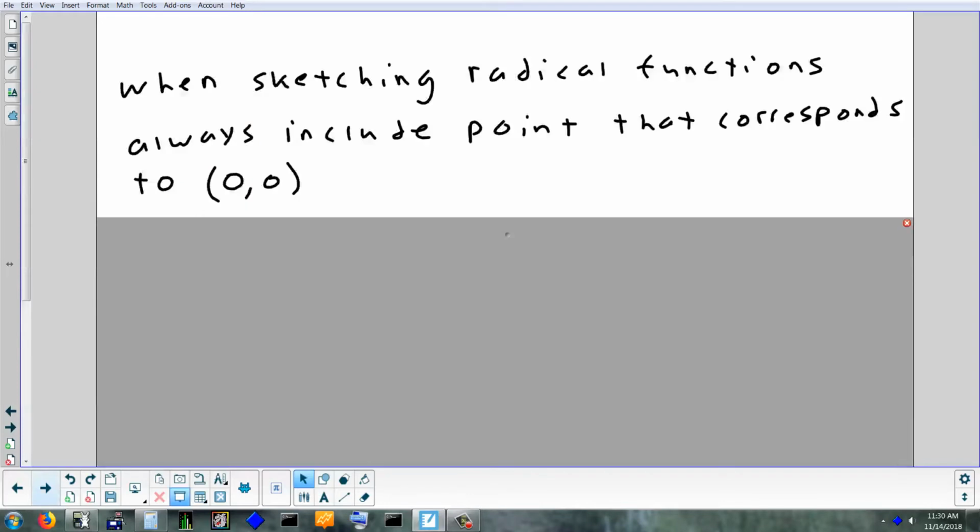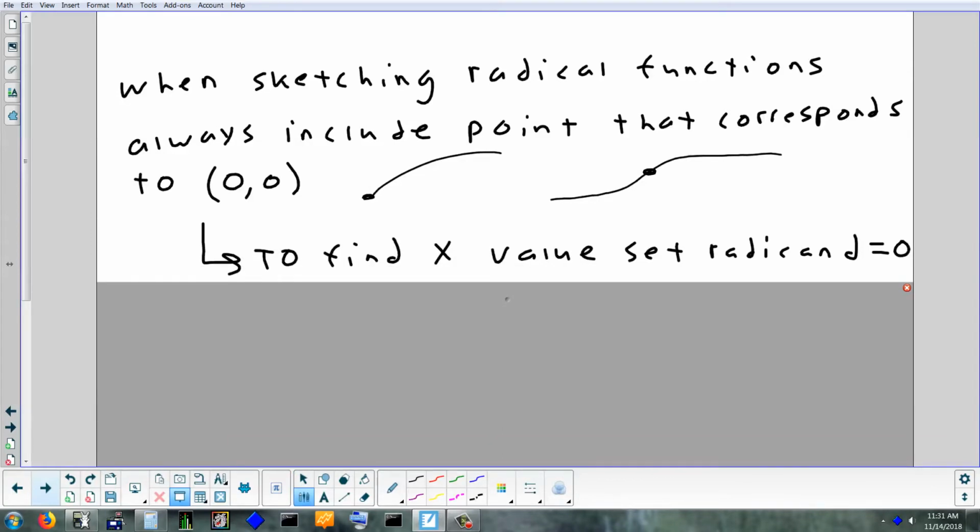Okay, so when we're sketching radical functions, we want to make sure that we always sketch the point that corresponds to 0, 0. For an even root, that's a start point. It would look like this. For an odd root, 0, 0 is the center point. It would look more like this. 0, 0 would be right there. So if you're doing an even root, 0, 0 will be a start point. If you're doing an odd root, it'll be a center point. Doesn't matter which one it is, you find it the same way. Okay? And this is how you find it.